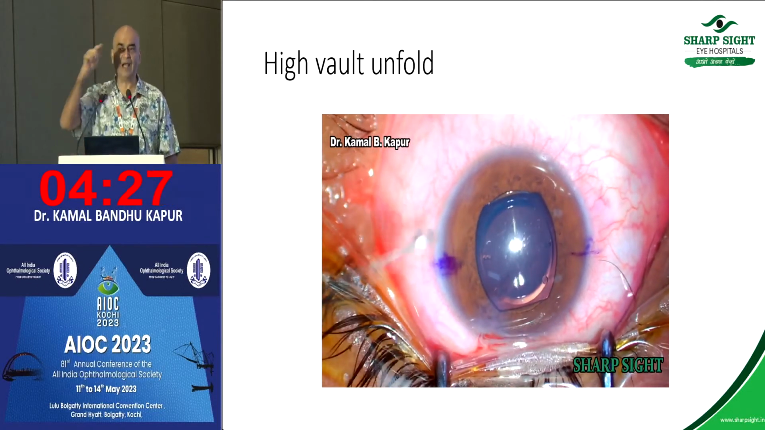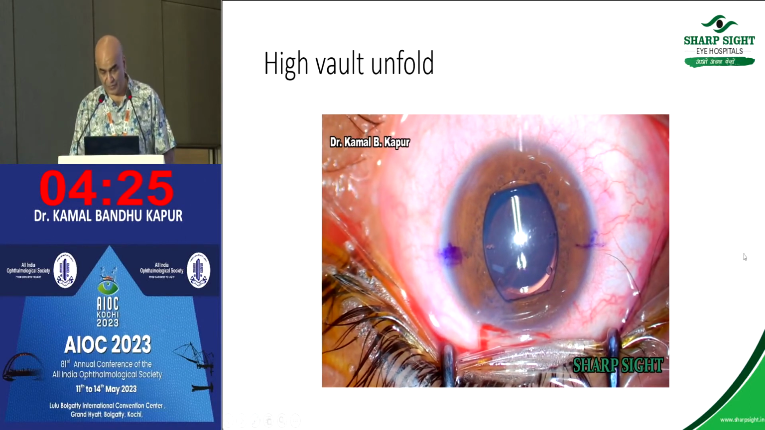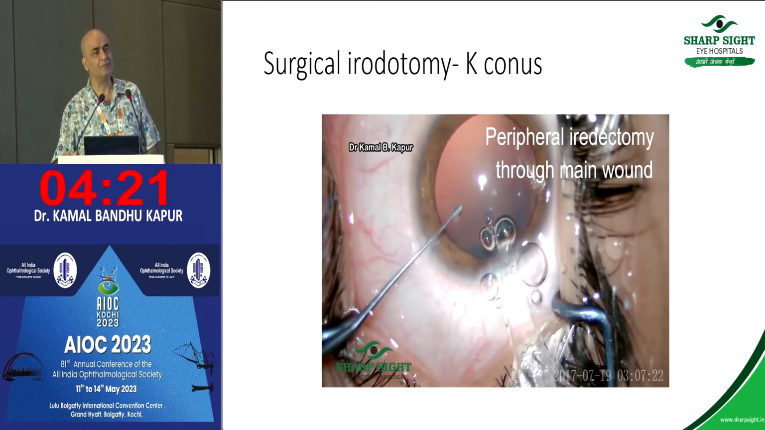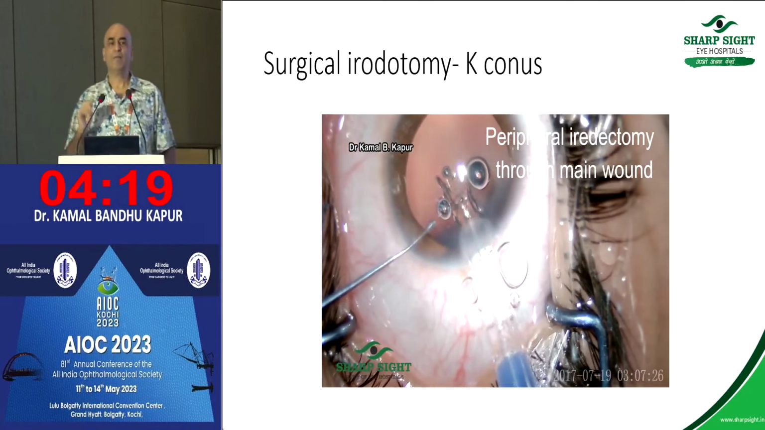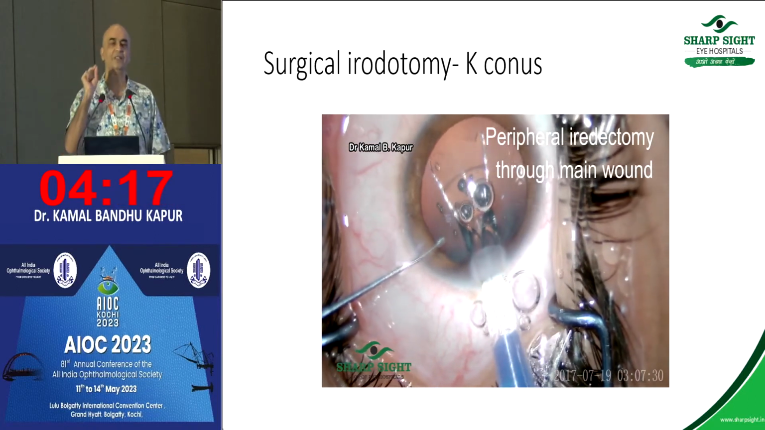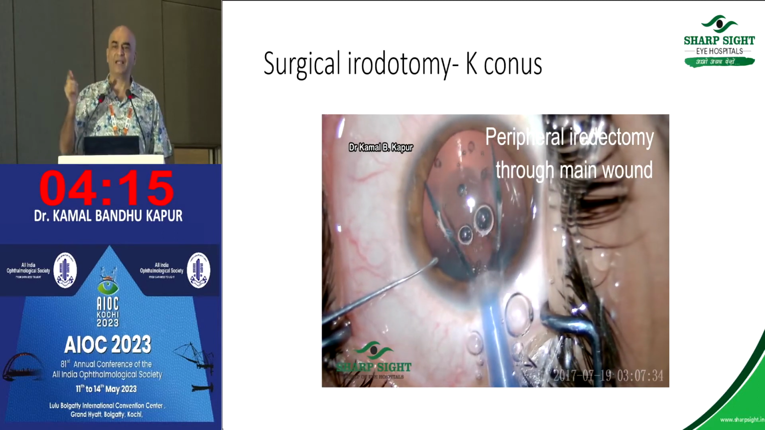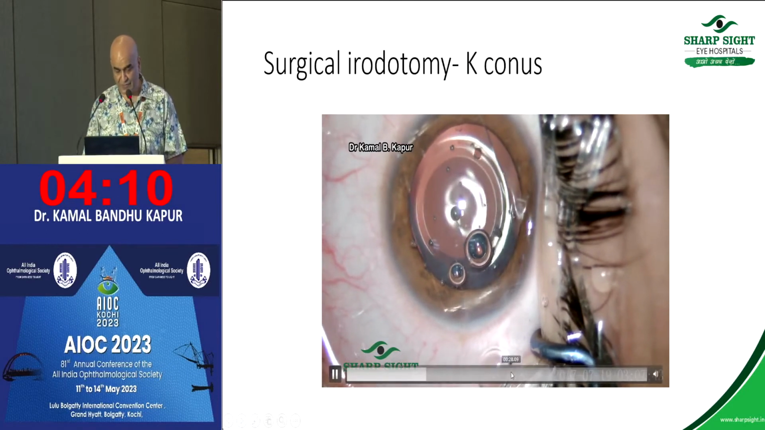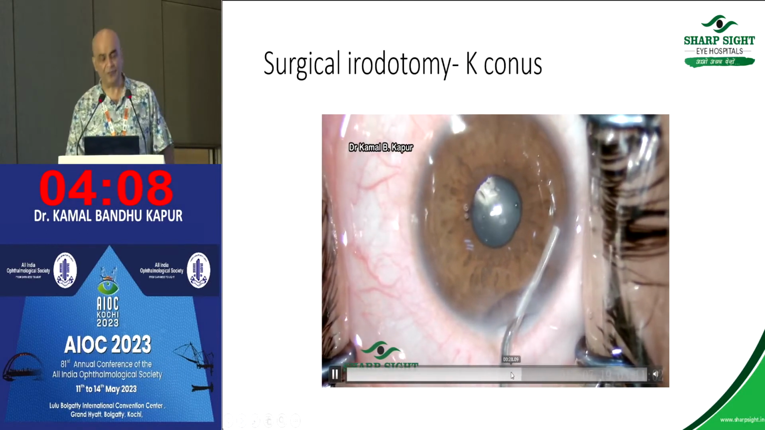Sometimes you can have one of the haptics which is not unfolded, so then you can get stuck up. In keratoconus patients, if I'm anticipating some changes in the angle, most of the time I do either a surgical iridotomy or a YAG iridotomy, because this gives me some sense of security, as I have burned my fingers in 1 or 2 cases.